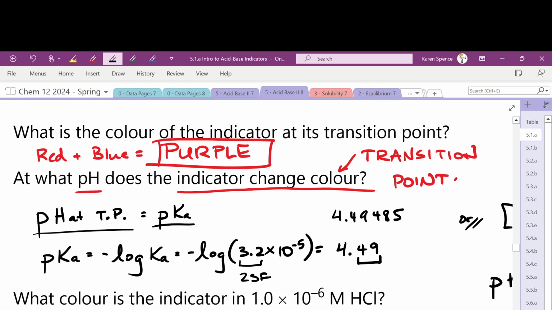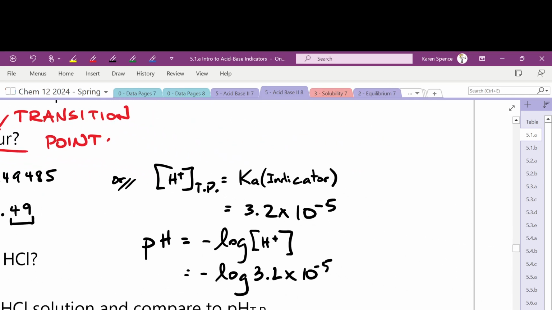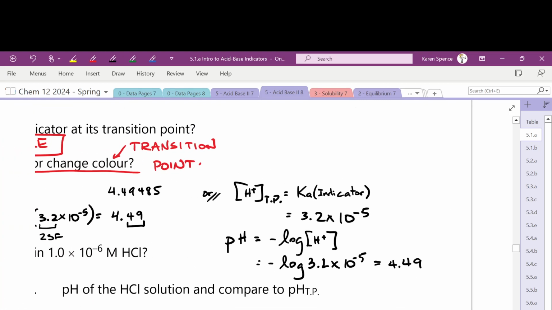Now, that's one way of showing the work. Another way of showing the work would be to say that my hydrogen ion concentration is equal to the Ka of the indicator. So now I know the Ka. So my pH is equal to the negative log, which is equal to 4.49. Same thing.